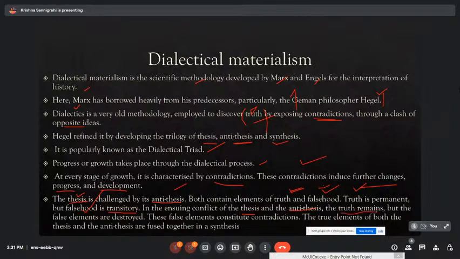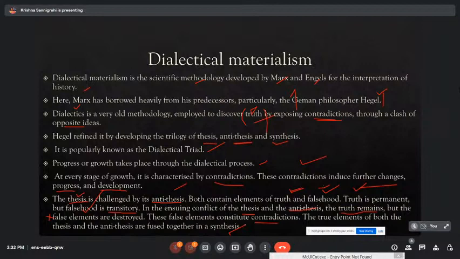The truth remains, but the false elements, what happens to them? The false elements get destroyed. These false elements constitute what? They constitute the contradictions. So what do the contradictions consist of? They consist of the false elements, which slowly are destroyed. So the true elements of both the thesis and the antithesis are fused together in order to create what? In order to create the idea of synthesis.